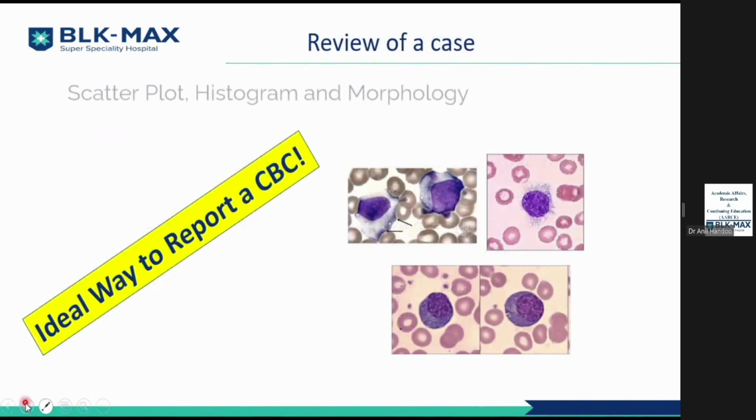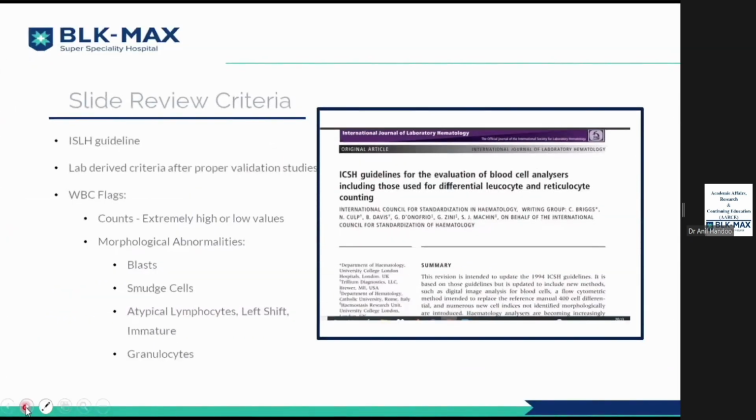Now, when you review a case, you will look at the scatter plot, you will look at the histograms which are available to you, and of course, finally the morphology. And when you get all these different cells, whether WBCs, RBCs, etc., you are actually reporting, in an ideal fashion, a complete blood count. And that's where the important point of morphology starts coming in. And how do you actually decide whether you will make a slide or not?